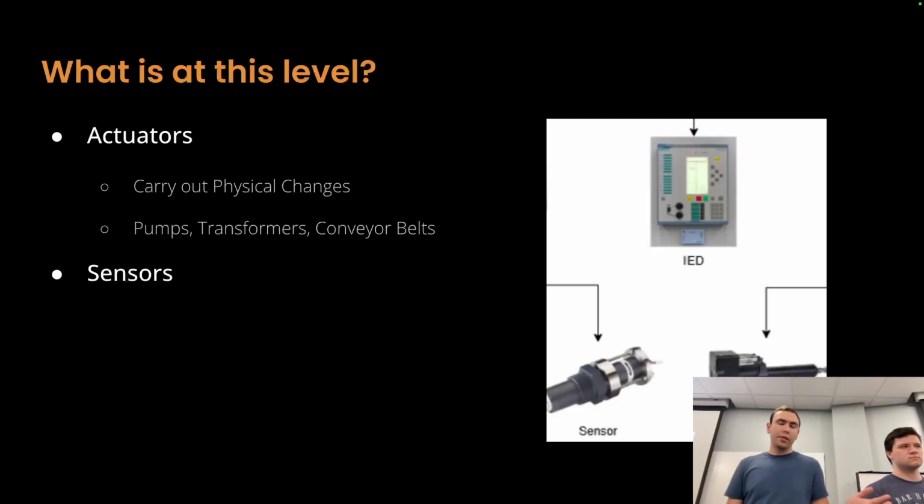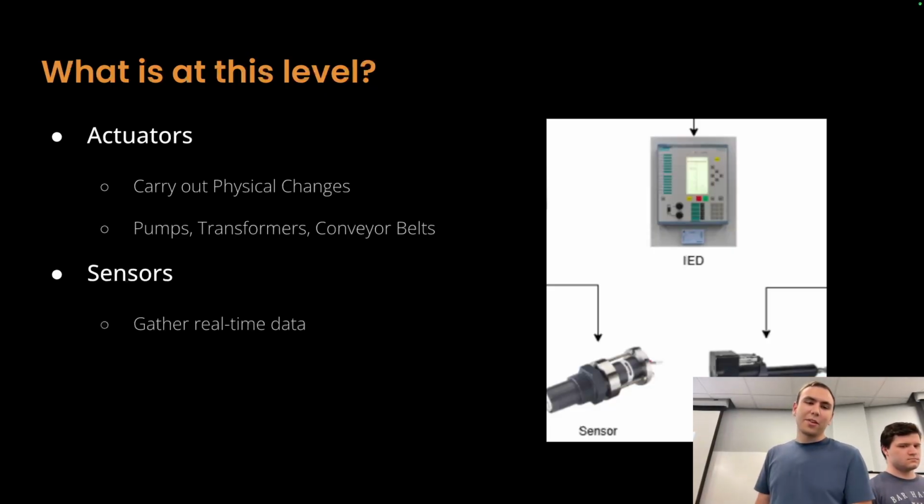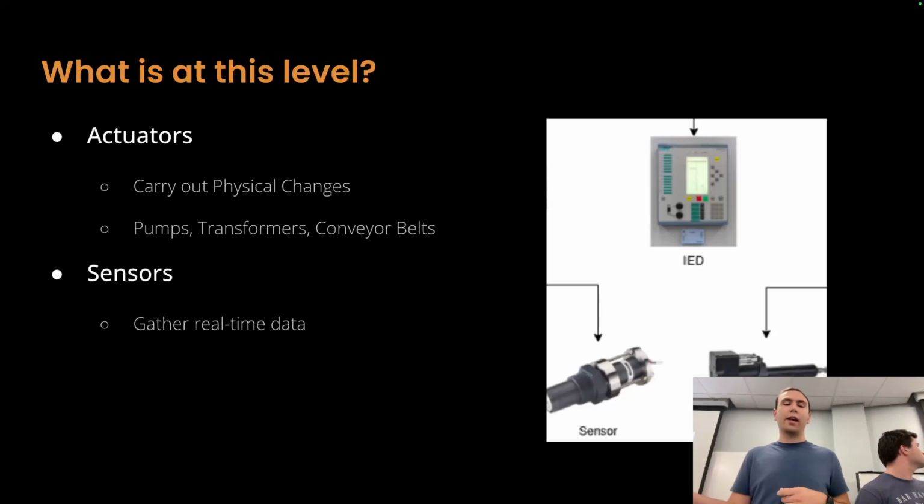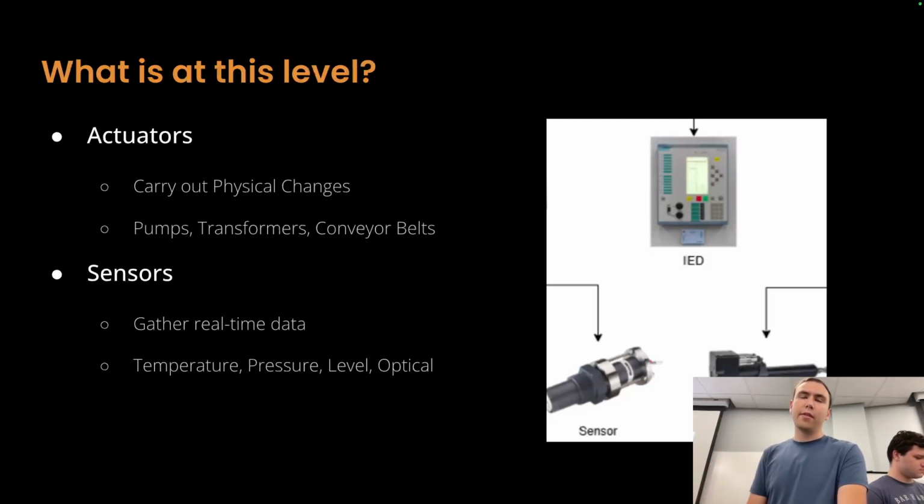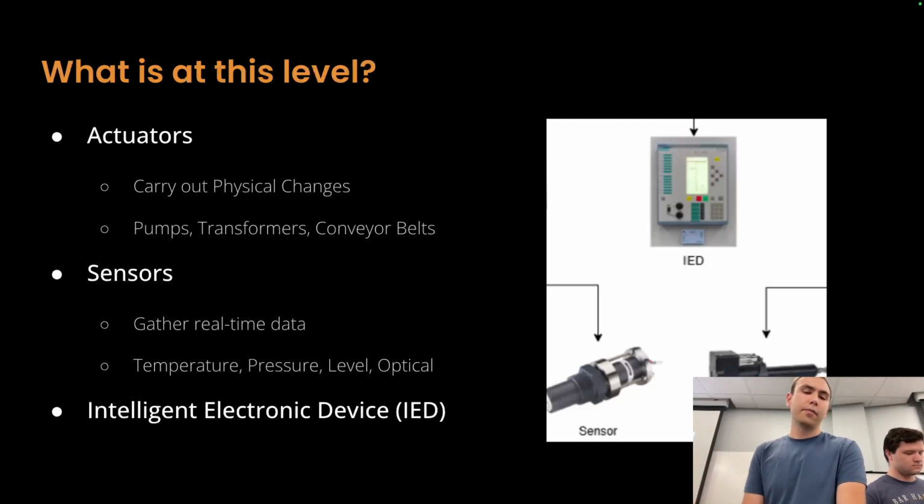Then there's things like sensors. Pretty self-explanatory with that name. They gather the real-time data. Without either of these things, you wouldn't be able to know what's actually happening or affect any of the industrial processes. Both of these are really important to know. Some sensors, for example, are a temperature, a pressure sensor, a level, or an optical sensor for light levels.